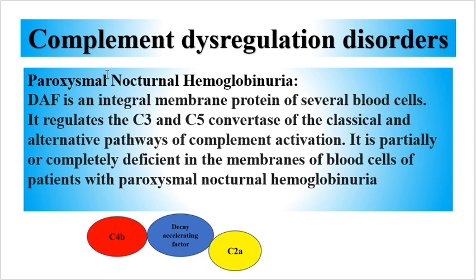And also, in case of paroxysmal nocturnal hemoglobinuria, it is due to decay accelerating factor deficiency, which is present in the membrane of several blood cells. So deficiency of this may lead to a disorder known as paroxysmal nocturnal hemoglobinuria.